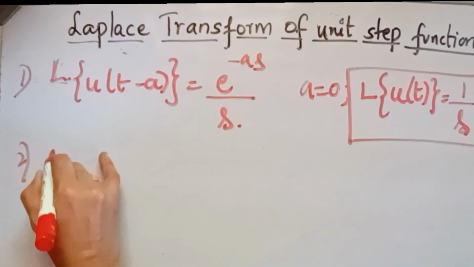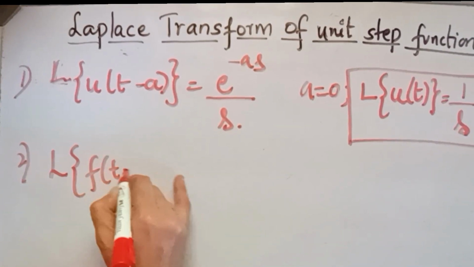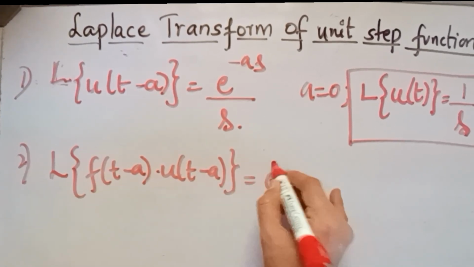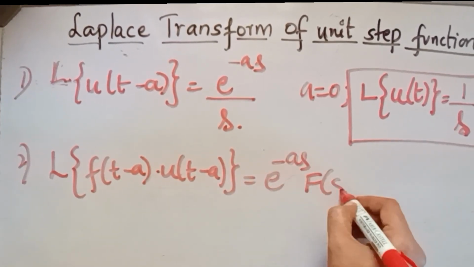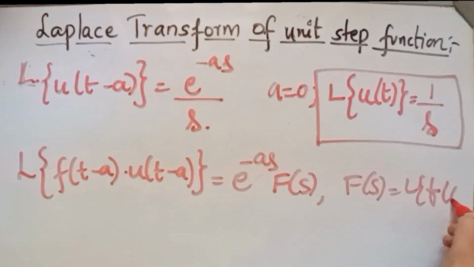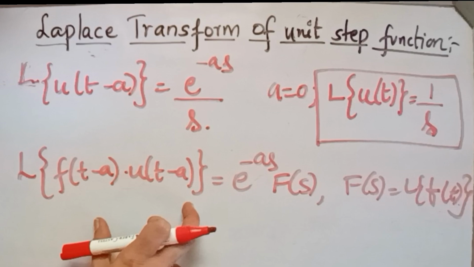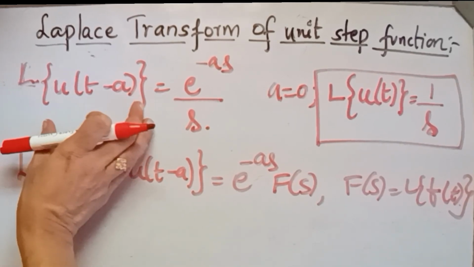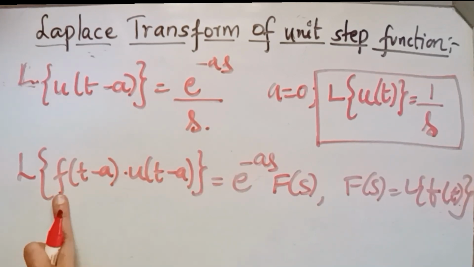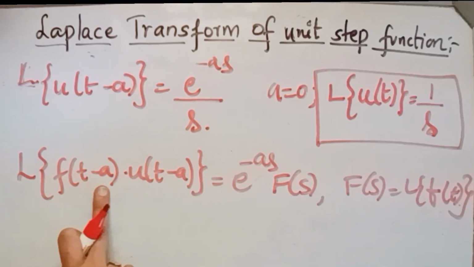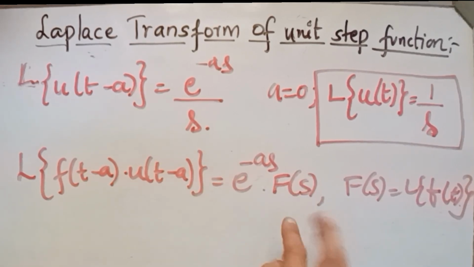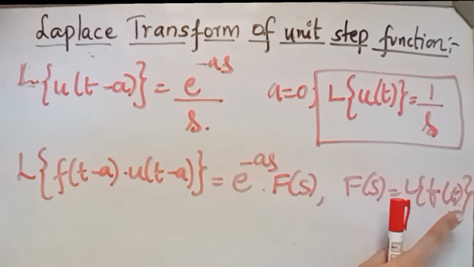Next, Laplace transform of f of t minus a into u of t minus a is equal to e power minus as into f of s, where this f of s is the Laplace transform of f of t. So this is another important formula. You have just u of t minus a. This is the formula to find out Laplace transform. If you have any other function in terms of f of t minus a, then e power minus as into f of s, where f of s is the Laplace transform of f of t.